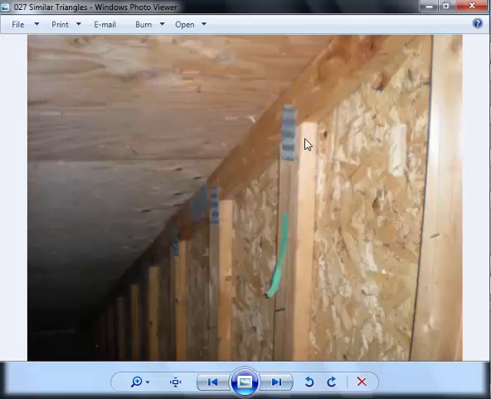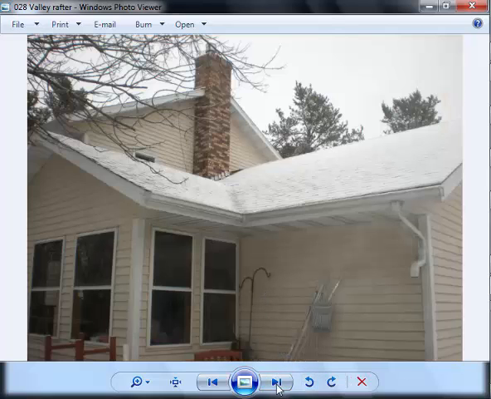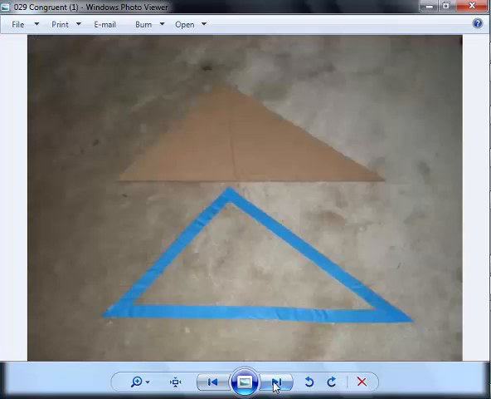Here's some more similar triangles, because these uprights on my roof trusses each are parallel, and as you go farther down, the similar triangles keep getting smaller and smaller and smaller. Just so I show the hip section of the roof, which we have some work that we can do later on with rafter trusses, and I can show you the math of that.